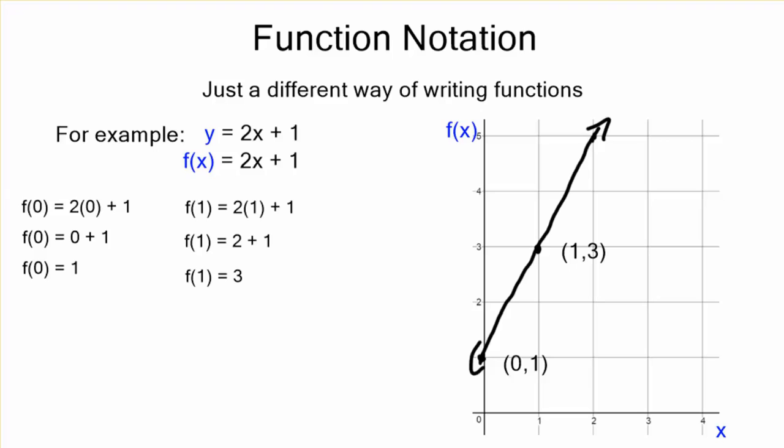Let's go again. Let's plug in 2. You find the f of 2. Remember, you're not multiplying f times 2. It's just, say, the f of 2. It's 2 times 2 plus 1. 4 plus 1 is 5. So if x is 2, the f of x is 5. There's your 3 points again. So remember, this is just a different way of writing what we've been doing with linear equations anyway.